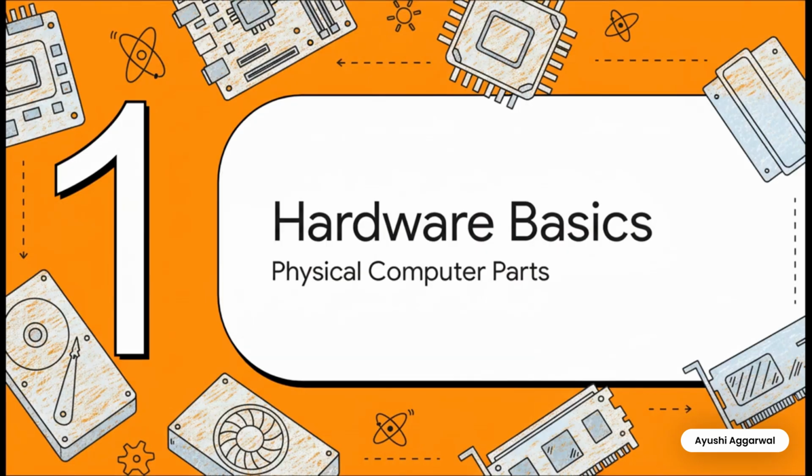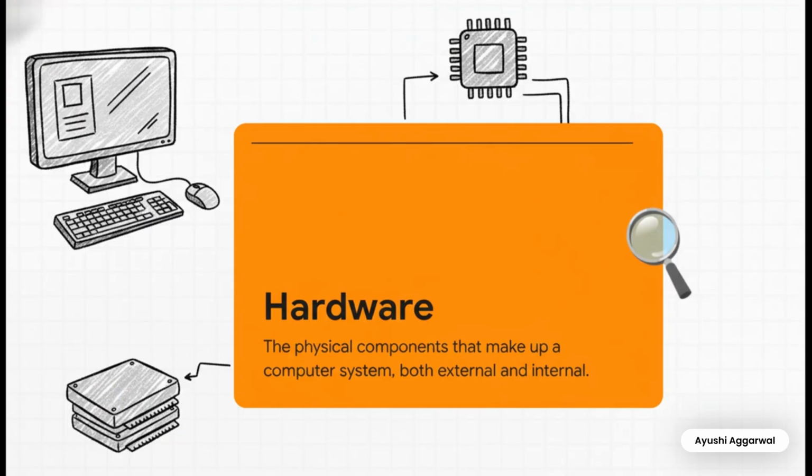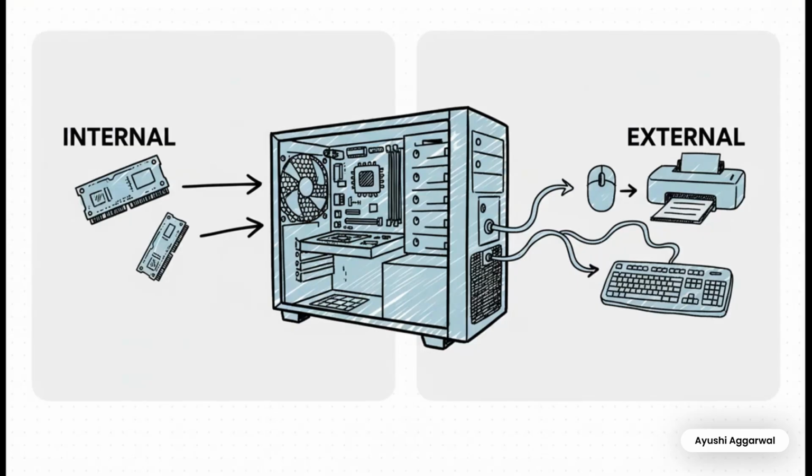All right, let's jump right into our first section. It's time to really understand what exactly is hardware. In the simplest terms, hardware is basically all the stuff you can physically touch and see. You know, things like your monitor, your keyboard, or even the processor that's tucked away inside your computer. These are all physical parts. Now, this is where it gets interesting.